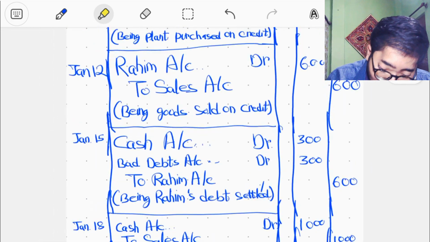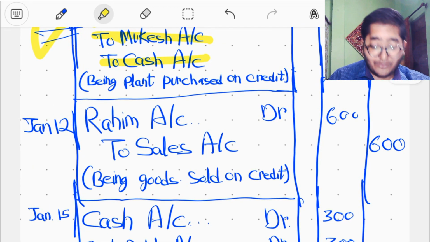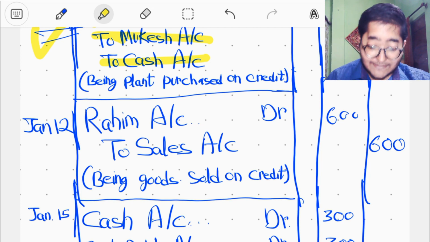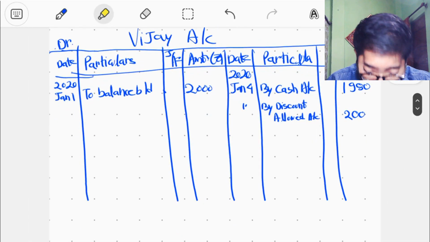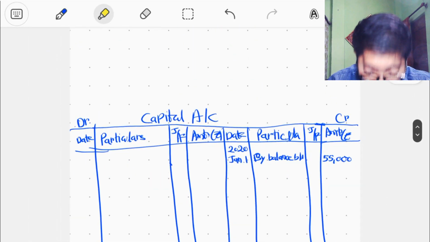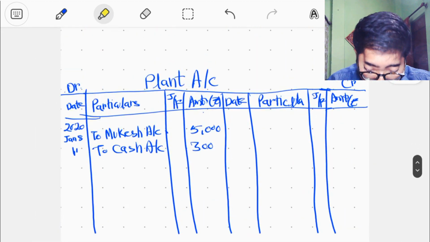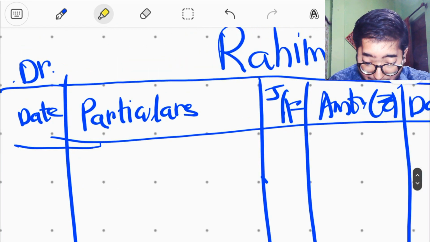Now our next entry is Rahim account debit to sales account. A credit sale was made to Rahim for rupees 600. So Rahim is a debtor. Rahim is liable to pay cash to the trader. That is why for the trader, Rahim is an asset.